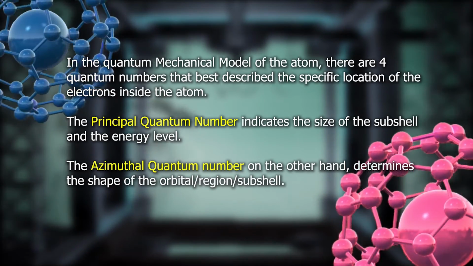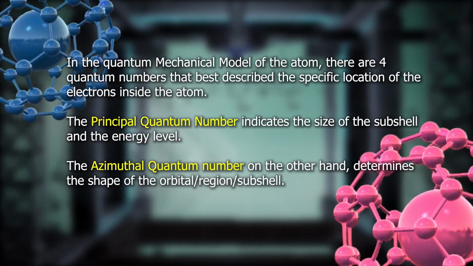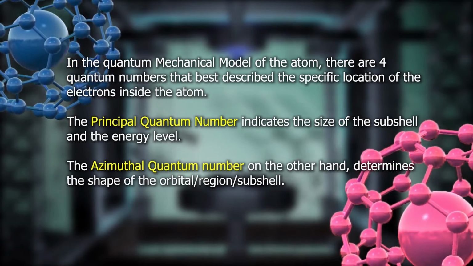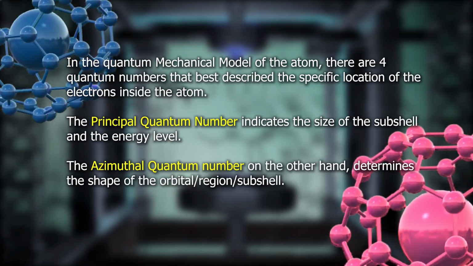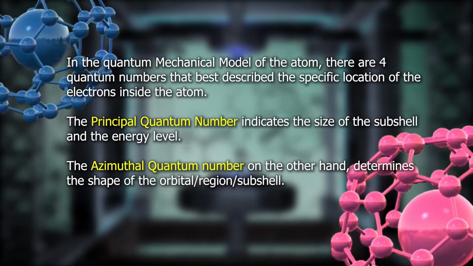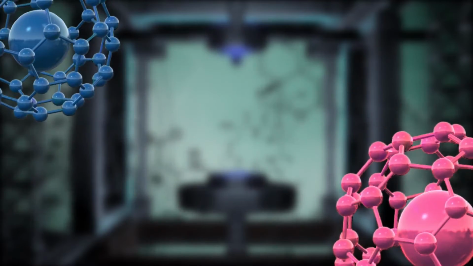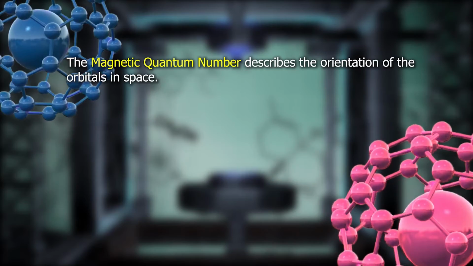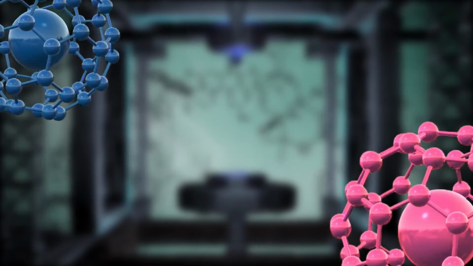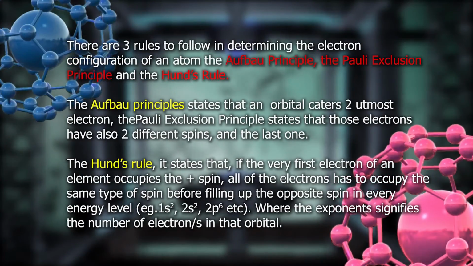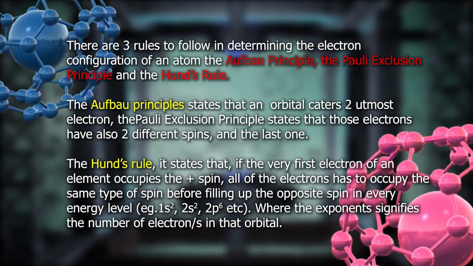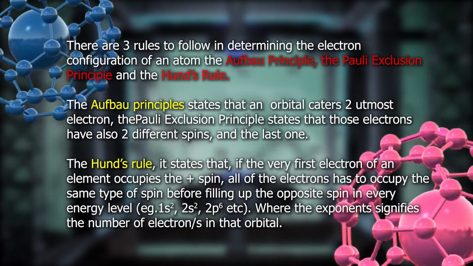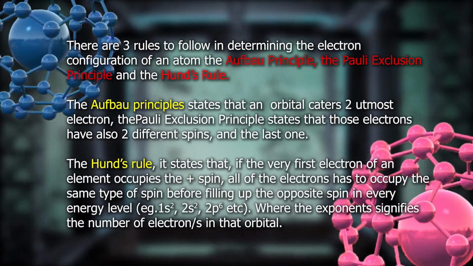The principal quantum number indicates the size of the subshell and the energy level. The azimuthal quantum number, on the other hand, determines the shape of the orbital, region, or subshell. The magnetic quantum number describes the orientation of the orbitals in space. There are three rules to follow in determining the electron configuration of an atom: the Aufbau principle, the Pauli exclusion principle, and Hund's rule.